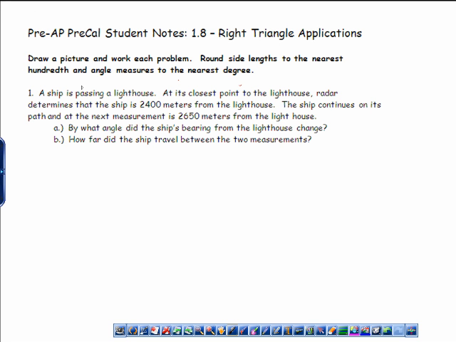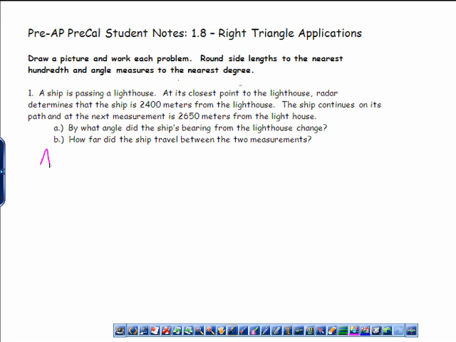It says a ship is passing a lighthouse. At its closest point to the lighthouse, radar determines that the ship is 2,400 meters from the lighthouse. The ship continues on its path, and at the next measurement, it's 2,650 meters from the lighthouse. And then it's going to ask us a couple of questions. We really need a picture here, and an aerial view is going to help us the most.